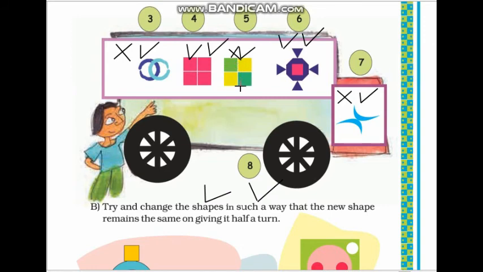Here also this color will be changed after 1/4 turn, so it will not look the same after 1/4 turn, but it will look the same on half a turn. Here these all sides are equal, so it will look the same on 1/4 turn and half turn. Here this will not look the same after 1/4 turn, but it will look the same after half a turn, and this will look the same after 1/4 turn and after half a turn, because here all the sides are same.